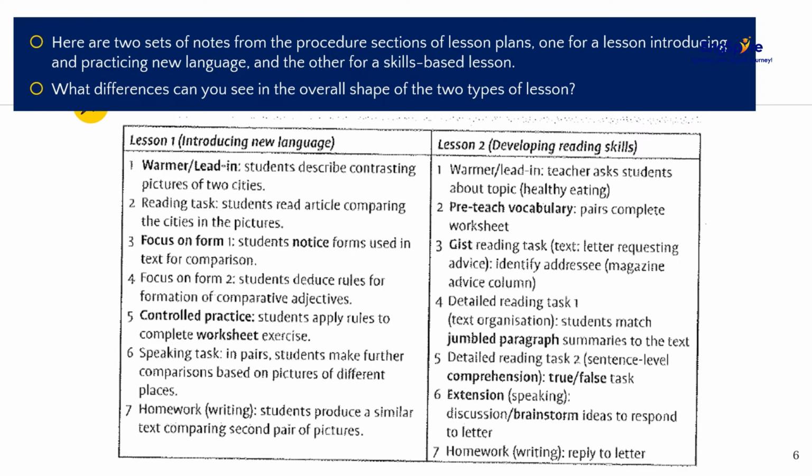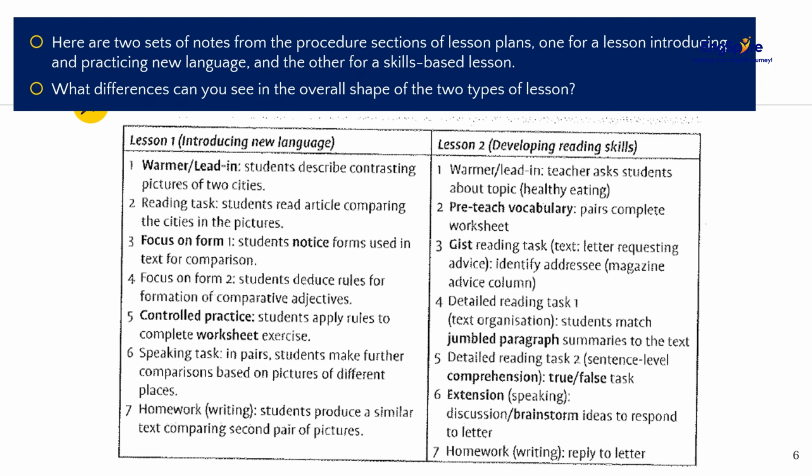In lesson 1, the aim is to introduce and practice new language. In this example, students are learning comparative adjectives. So, after reading the text, students note the language, work out the grammar rules, and then practice the structures in controlled activities. The lesson moves from language presentation to controlled practice, and finally to freer production.